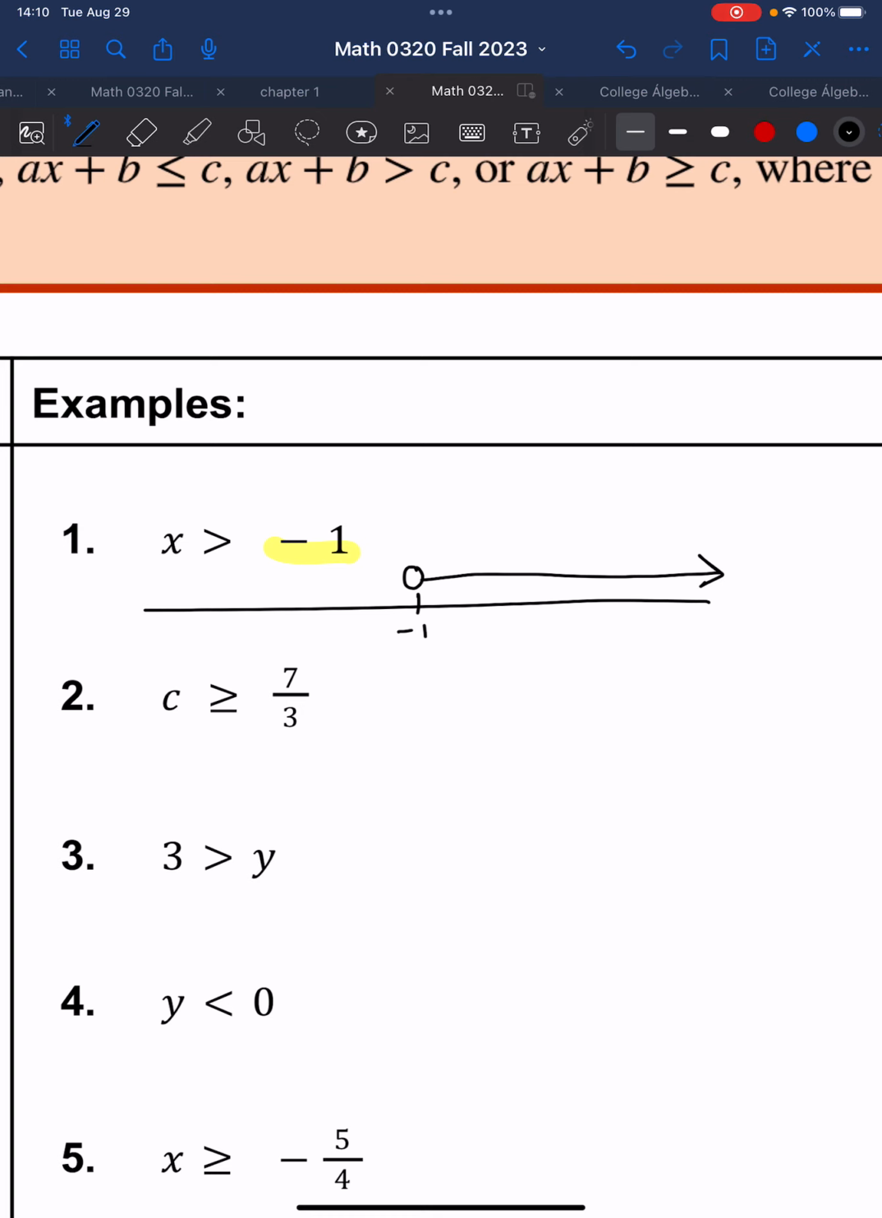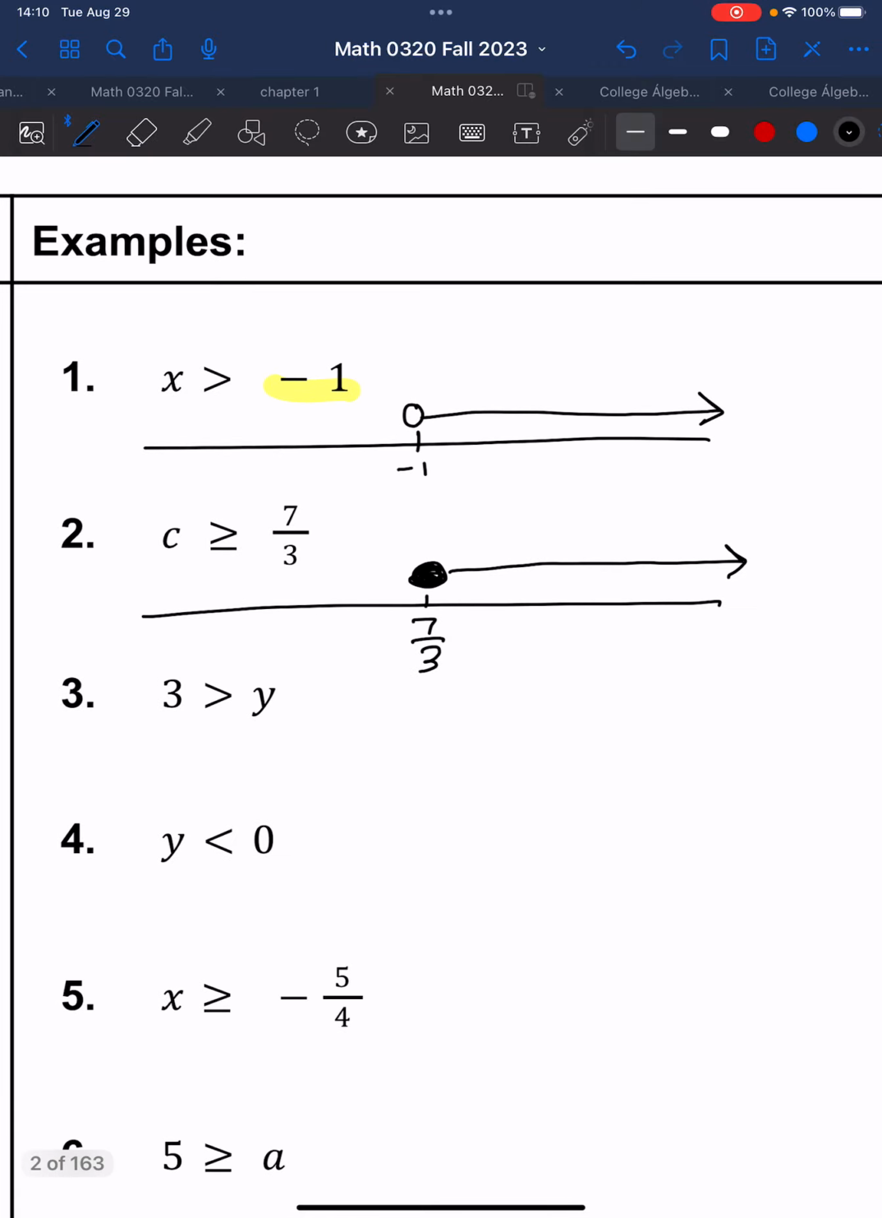Looking at number 2, again, the only number we're putting on this number line is the number here, 7/3. This inequality said c is greater than or equal to 7/3. Greater than tells us we are going to the right. That greater than or equal to tells us it's a closed dot, which means it will include the number 7/3.